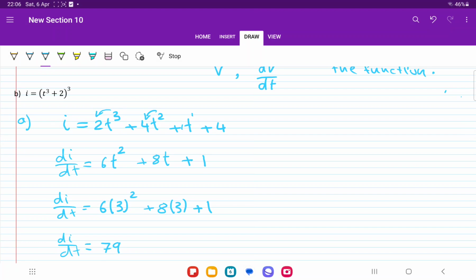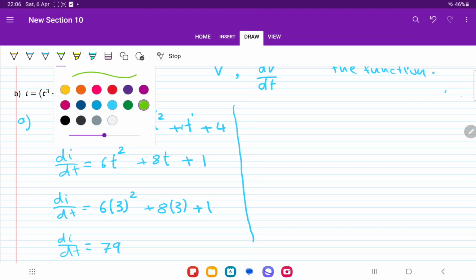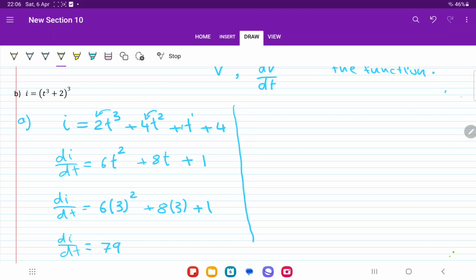We move now to example B. So B, we have I equal t cubed plus 2 to the power 3. So to differentiate this function, we have to use the chain rule. Okay, you can check that. It's in the previous video that I downloaded. It was about the chain rule.